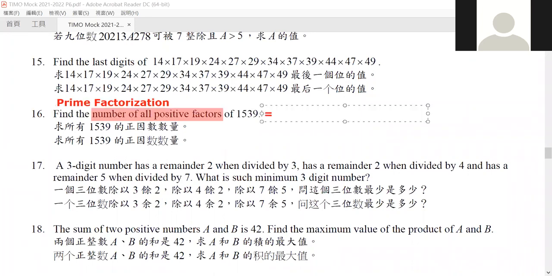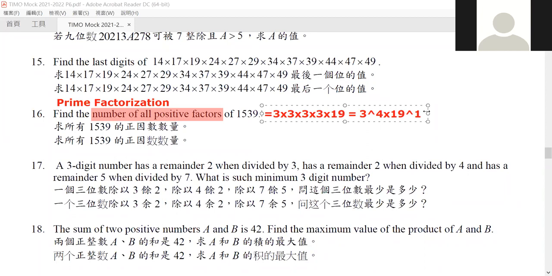So for our 1539, we clearly see that it is divisible by 3. So we can keep on dividing by 3. So it will be equal to 3 times 3 times 3 times 3 times 19. Or in other words, using the notation that we have, it is 3 to the power 4 times 19 to the power of 1.